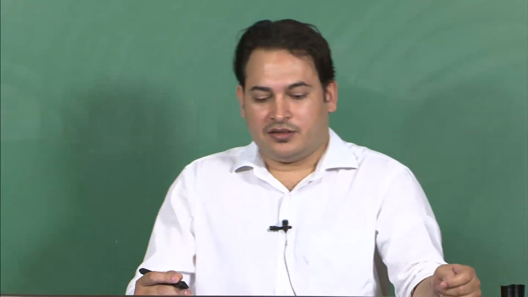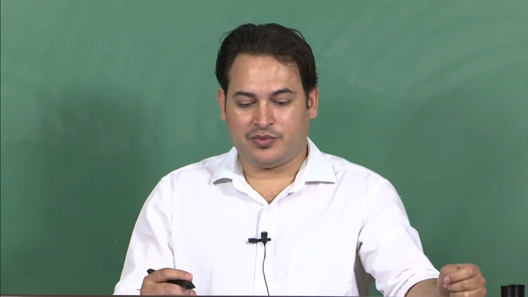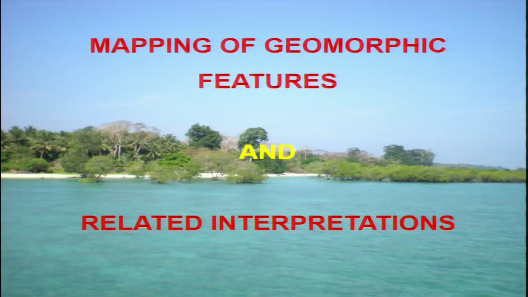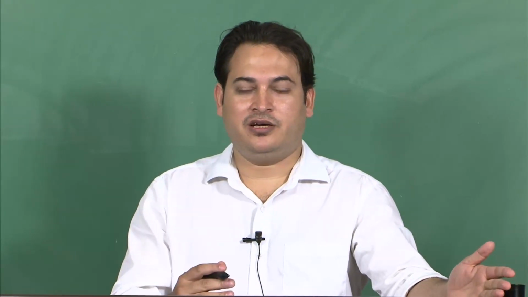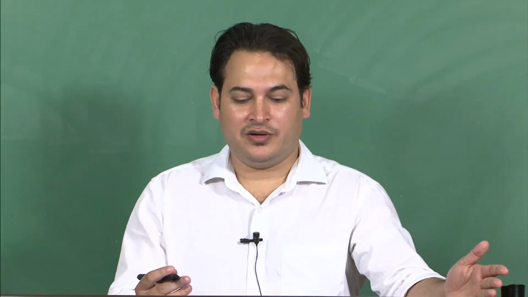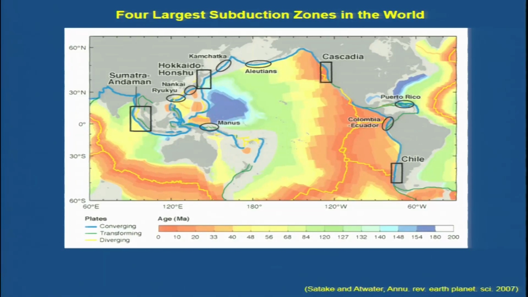So, in this part first I will explain about the subduction zones of the world. Okay. Then we will move to some particular regions like the Indian Ocean, in that the Sumatra Andaman subduction zone. Okay. So, let us go ahead with the first slide. These are the 4 largest subduction zones of the world. Most of you know about these things. First is the Sumatra Andaman subduction zone, second is Hokkaido Honshu, third is Cascadia, and the fourth is the Chilean subduction zone. So, these 4 are the largest subduction zones.